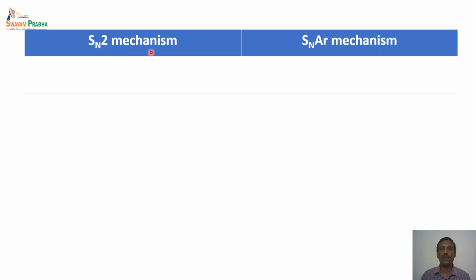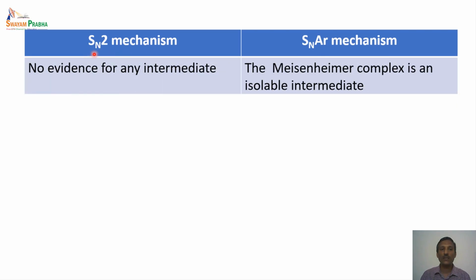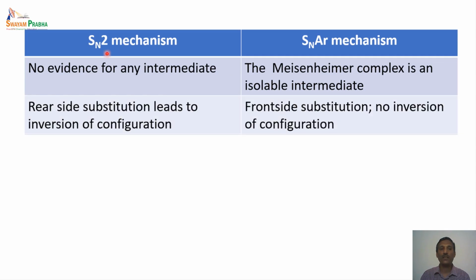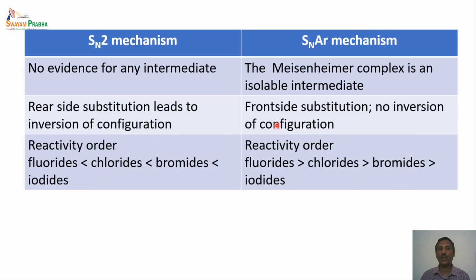And let us compare between the SN2 mechanism and the SNAr mechanism. In the case of the SN2 mechanism, there is no evidence for any intermediate formation, whereas in the case of the SNAr mechanism, we have something called the Meisenheimer complex, which is the tetrahedral intermediate we have talked about, that can be isolated. So this is an isolable intermediate. So we can say the SNAr mechanism follows a Meisenheimer or tetrahedral intermediate formation. And in the case of the SN2 mechanism, we know it is a rear side attack, so the product obtained always has an inversion of configuration. Whereas in the SNAr mechanism, it is a front side attack, so there is no inversion of configuration because there is no chiral center on the aromatic ring.